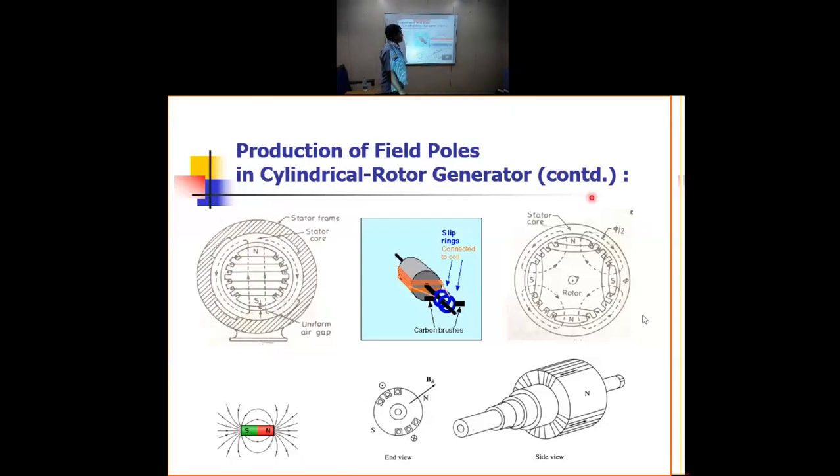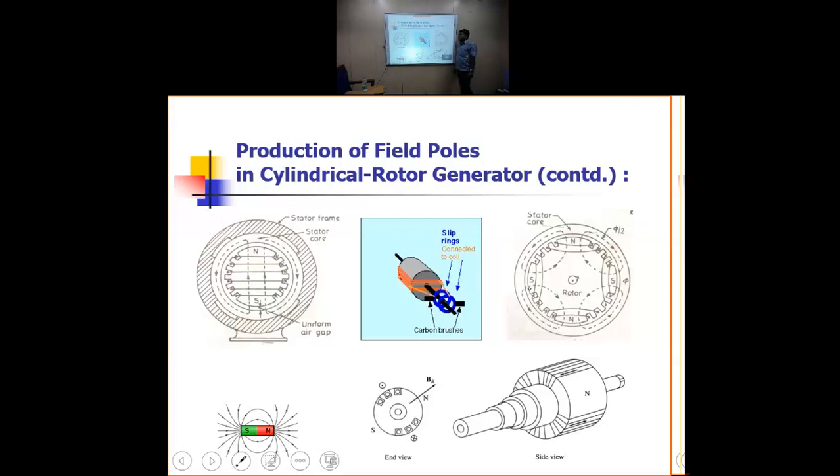Now consider a four-pole structure. This is a two-pole structure, and now consider a four-pole structure. Here you can see that the number of conductors per pole is reduced. North and south, so the number of conductors per pole is less.